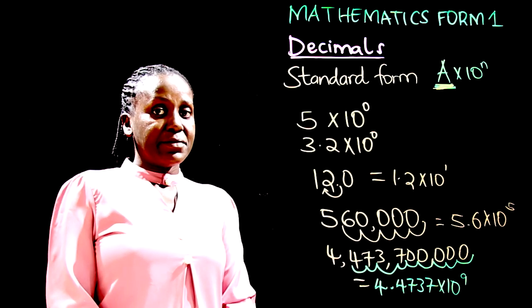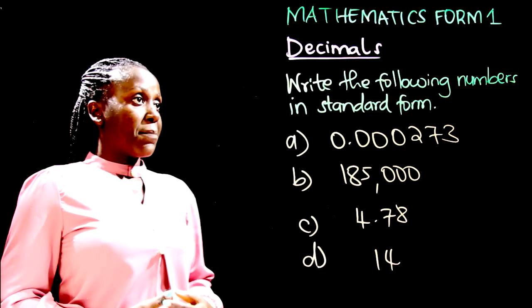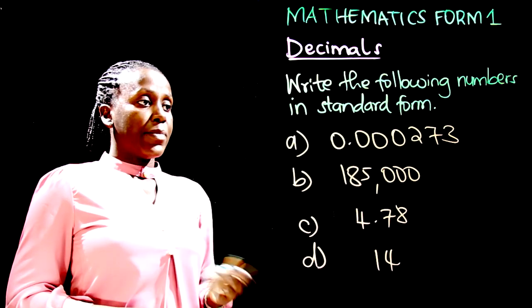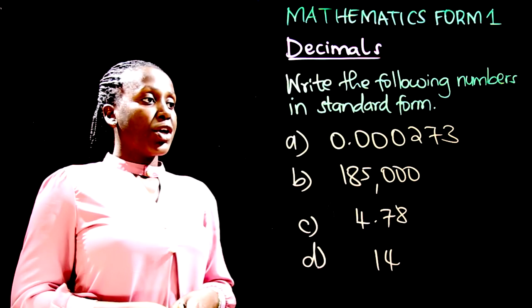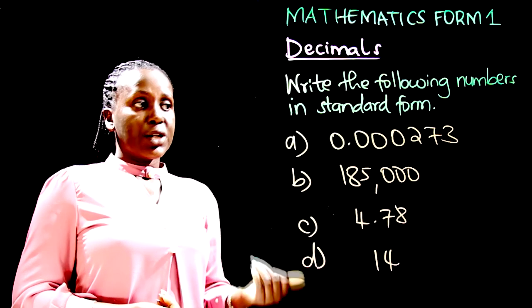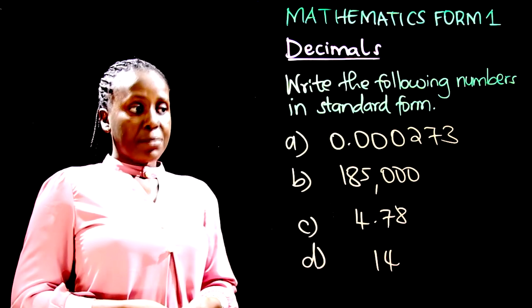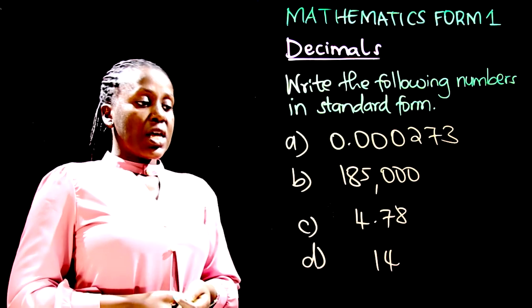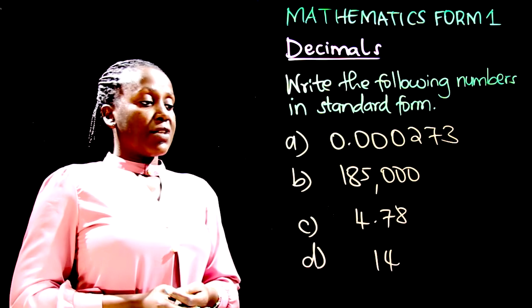It would. Having understood how we write numbers in standard form, write the following numbers in standard form. Number 1, 0.000273. Number 2, 185,000. Number 3, 4.78.